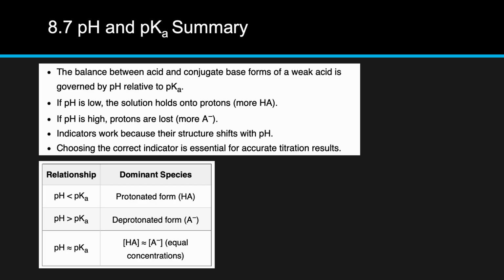Also, at this lesson, you should know that indicators work because their structure shifts with pH. So when pH changes at a certain range, they're actually going to change from protonated to deprotonated state, which is going to change their structure and change the color, which is easy for us to identify the endpoint. And then we have our relationships with the dominant species. When pH is less than pKa, you're going to have more of your protonated form. When pH is greater than pKa, you're going to have more of your deprotonated form. And when pH is equal to pKa, remember you have equal concentrations of your weak acid and conjugate base.